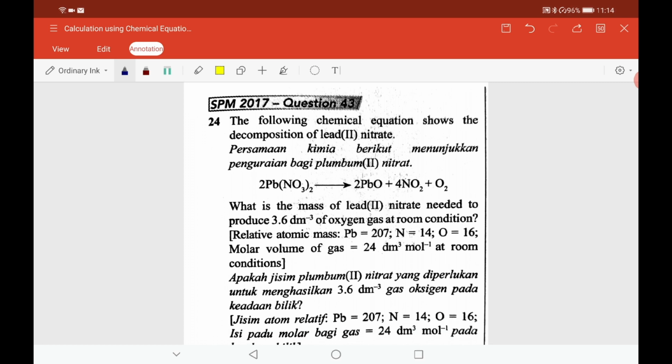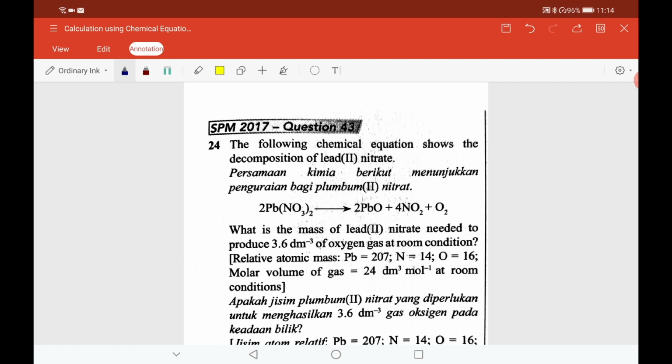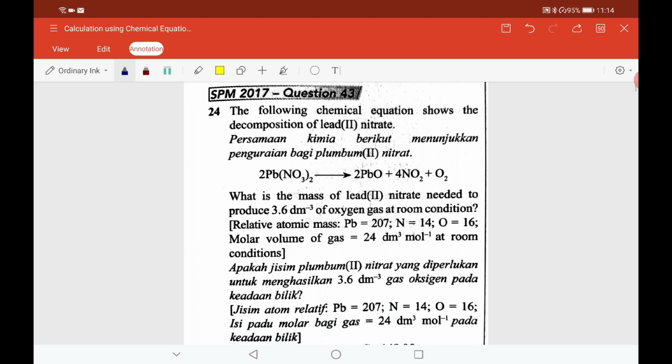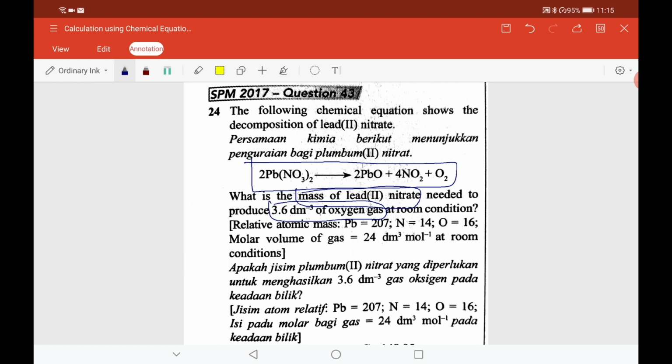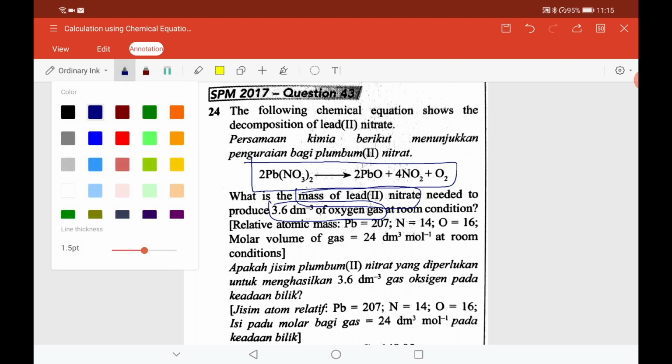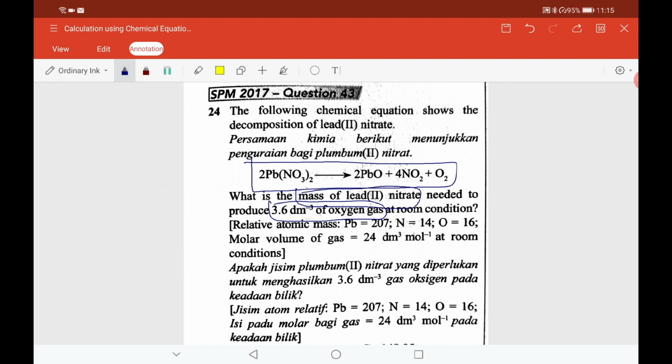This is a past year question from SPM 2007. In this question, they give us a chemical equation and they ask us the mass of lead nitrate needed to produce 3.6 decimeter cube of oxygen. When we want to do a calculation involving a chemical equation, first of all, we need to have a balanced chemical equation. We must have a balanced chemical equation.